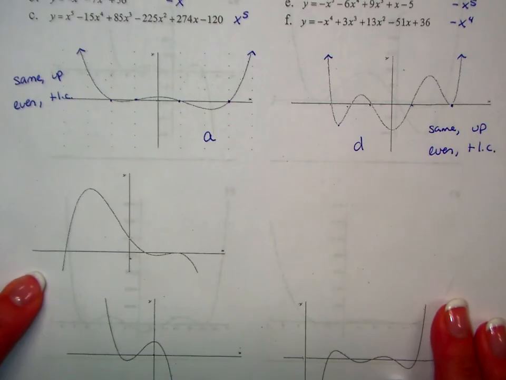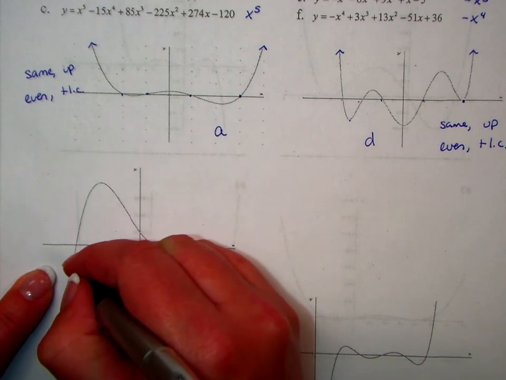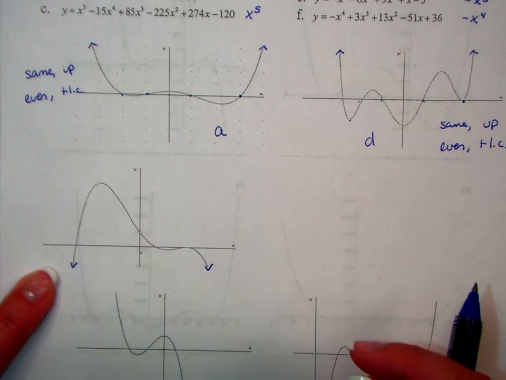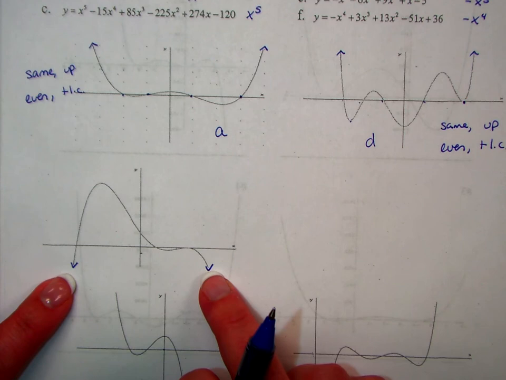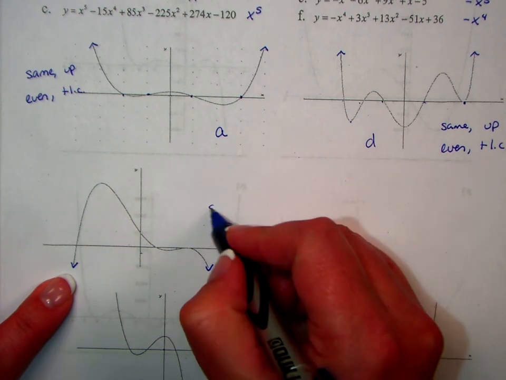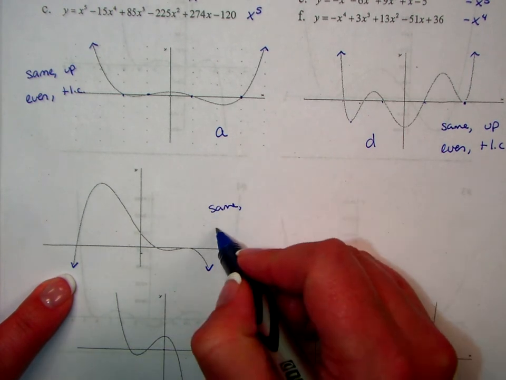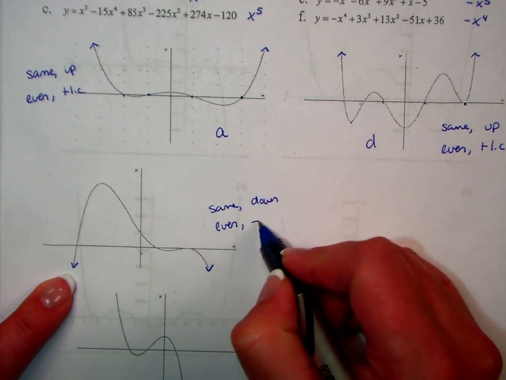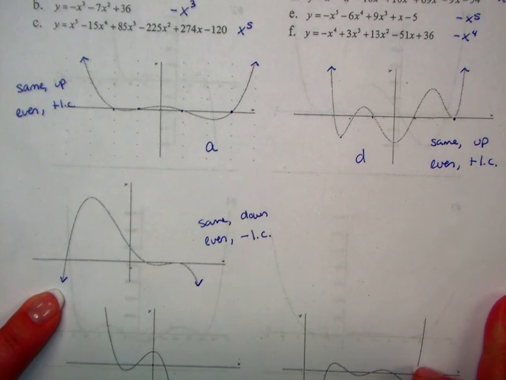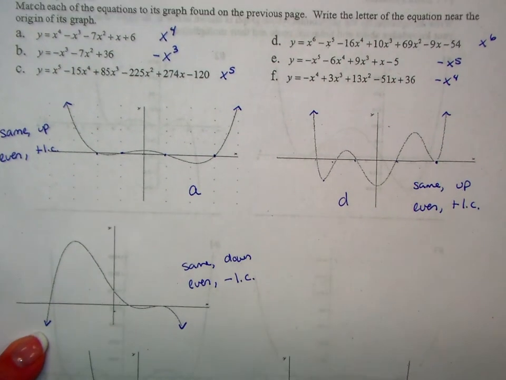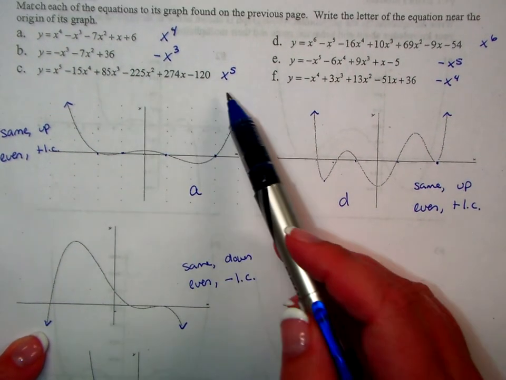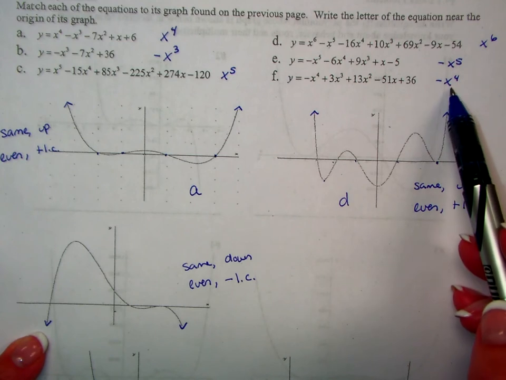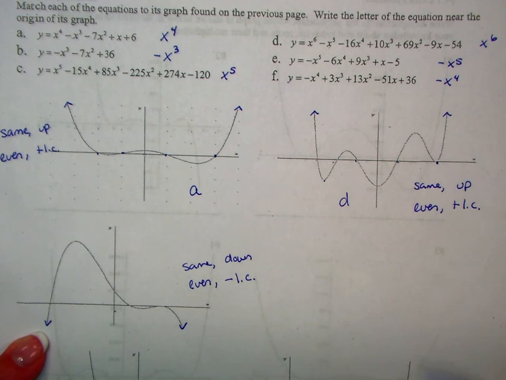The one below it here, we notice that both the ends are going down. So the end behaviors are the same, therefore I know it's an even polynomial. The end behaviors are going down, so I know it's a negative leading coefficient. Negative and even, there's only one equation that's both, and that's this negative x to the fourth. So I know this one has to be F.